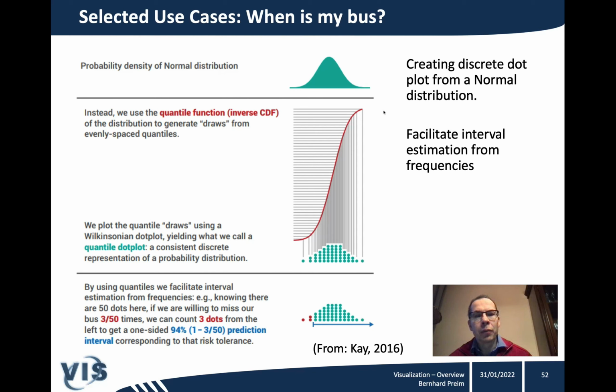They compared different techniques and basically argued that this continuous representation is probably not ideal, so they transformed it into a discrete representation, where you have dots. For this purpose, they compute the cumulative density function.